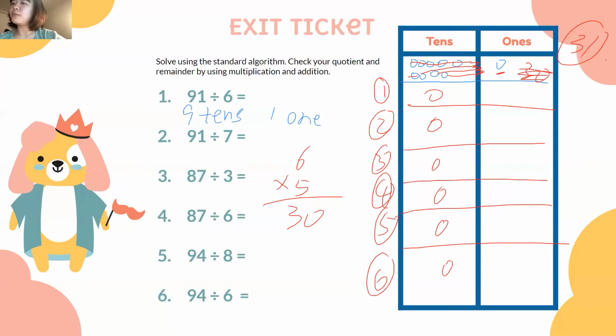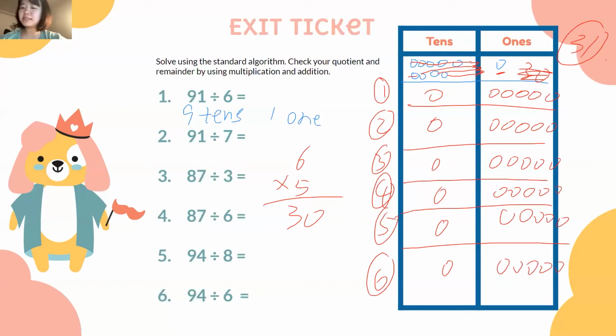So each group will be 1, 2, 3, 4, 5. 5 ones. Like this. Oops, let me erase this. Okay, and let's write this in the standard algorithm.